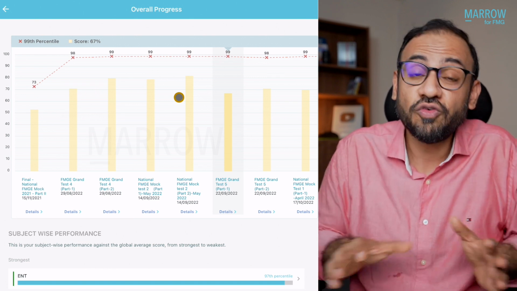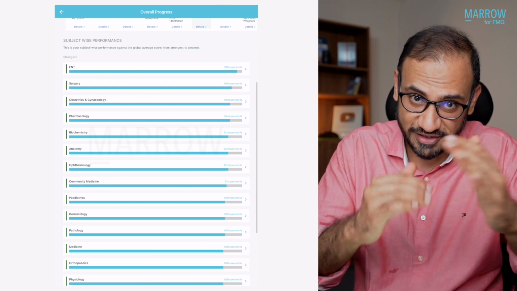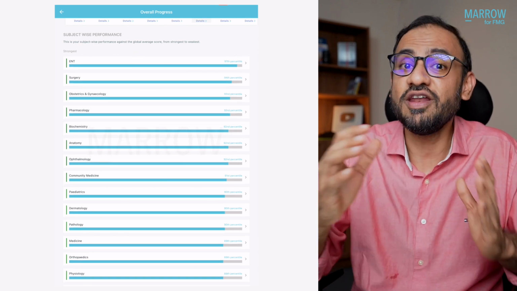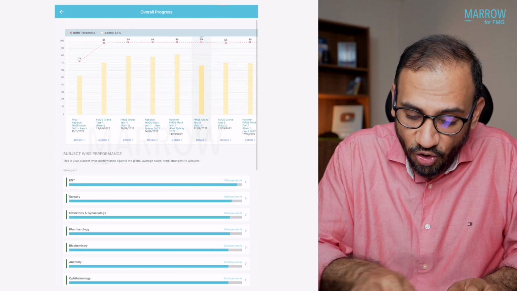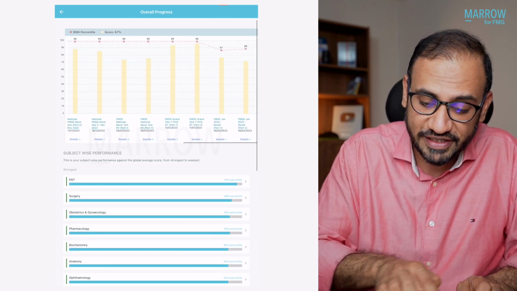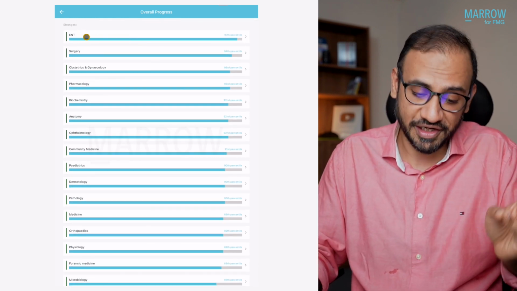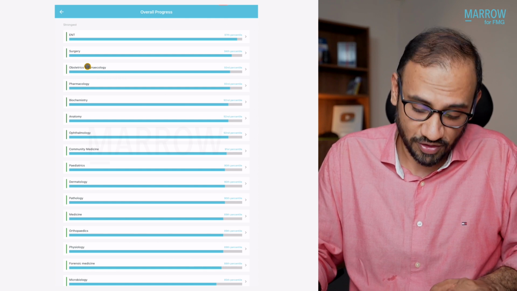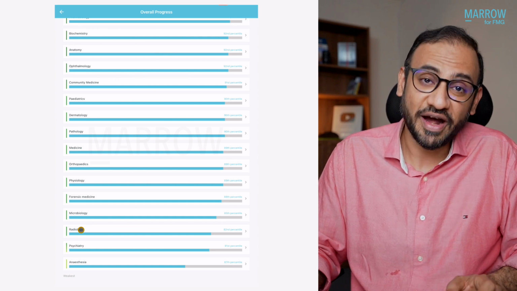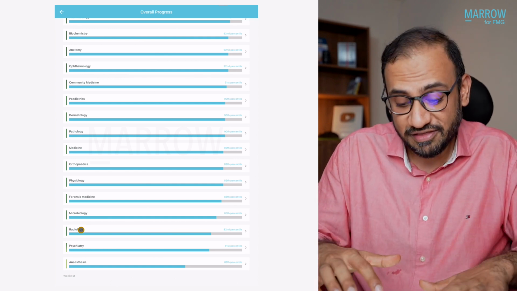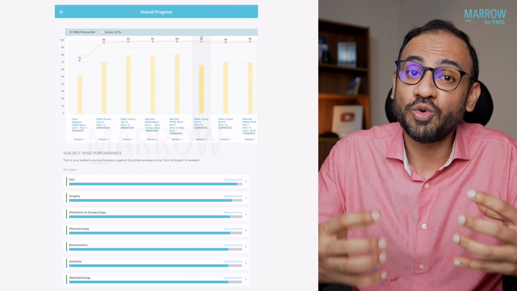Now this is an overall progress of the GT. And if you look at the subjects below here, subject-wise performance, this is an overall performance wale subject. Matlab overall, which is your strongest subject among all the grand tests that you have given, 10 or 15 grand tests that you've given, the average of that, your strongest subject is ENT, surgery, obs and gynecology, and your weakest subjects are anesthesia, psychiatry, and radiology. Are you understanding? So this is overall, and this will become more and more powerful when you keep on giving more and more grand tests.